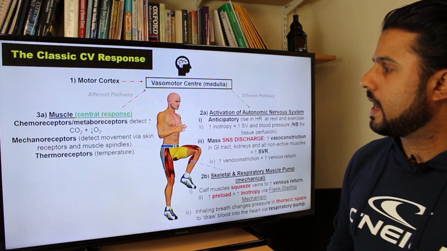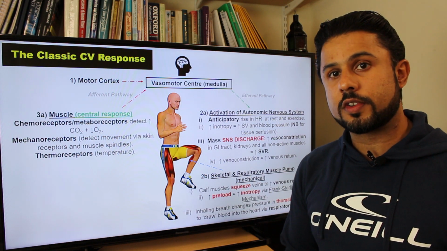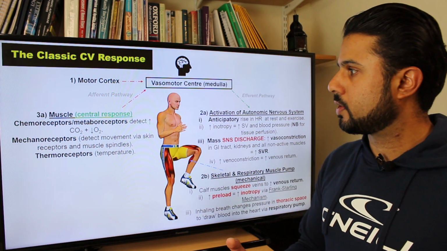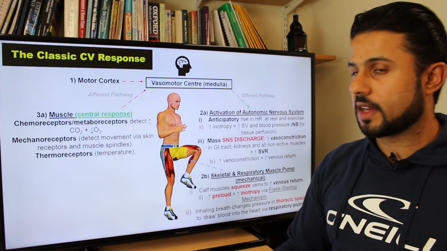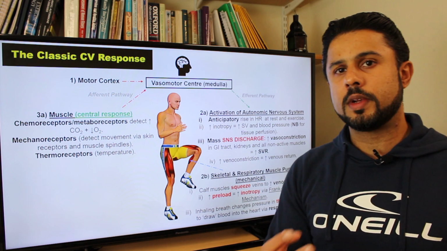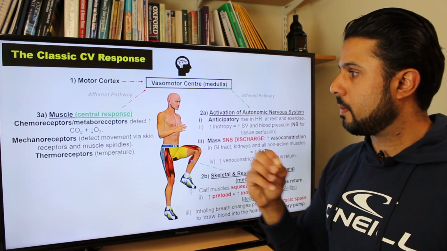There's also a central response from the muscles. So we know that the muscles have a number of receptors. The metaboreceptors are actually muscle-specific receptors. We also have chemoreceptors throughout the body, and what they're doing is detecting changes in blood gases.